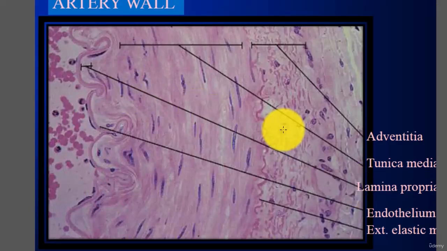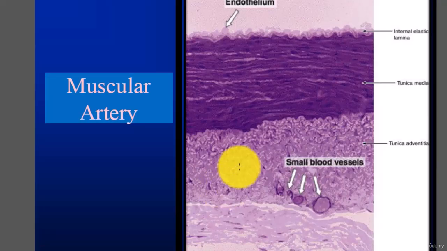Adventitia, tunica media. This is the artery wall, a cross section of the artery wall. Tunica media, lamina propria, endothelium, external elastic lamina. Muscular artery: the small blood vessels, the tunica media, internal elastic lamina, and the tunica adventitia.